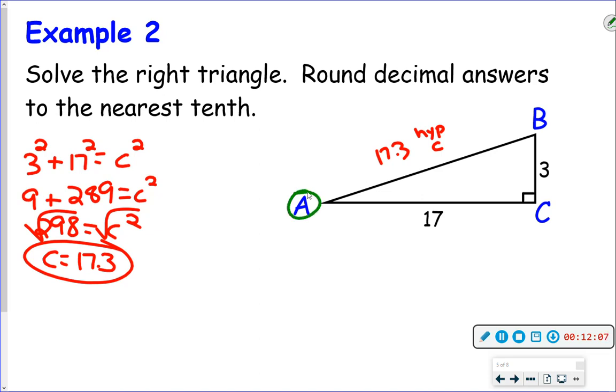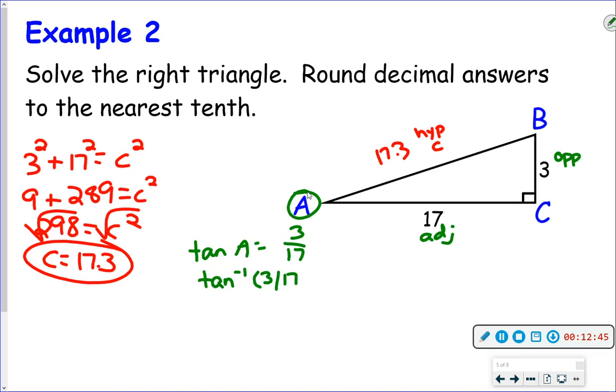Now, because I don't have a special triangle, 45, 45, 90, or 30, 60, 90, I'm going to have to use SOH-CAH-TOA. That's my only other choice, people. So I'm going to look at angle A. They gave us the opposite side, and they also gave us the adjacent side. So I'm going to work off my opposite adjacent: tangent. So I'm going to do tan of A equals opposite over adjacent. Now, this is what I showed you last time I saw you. To get the angle in your calculator, you have to hit second tan, or tan inverse.